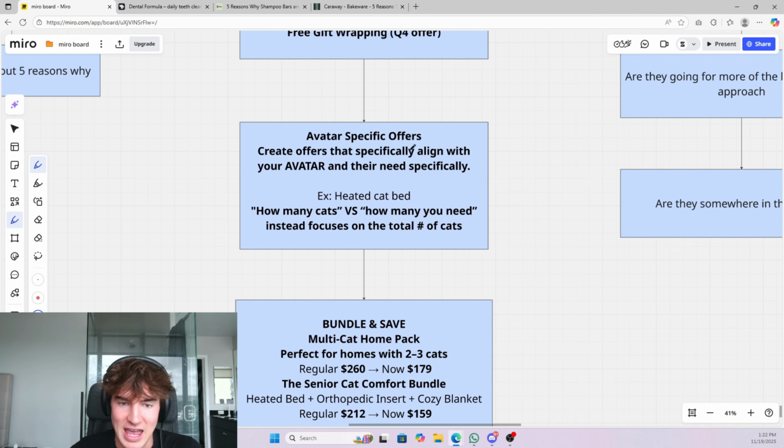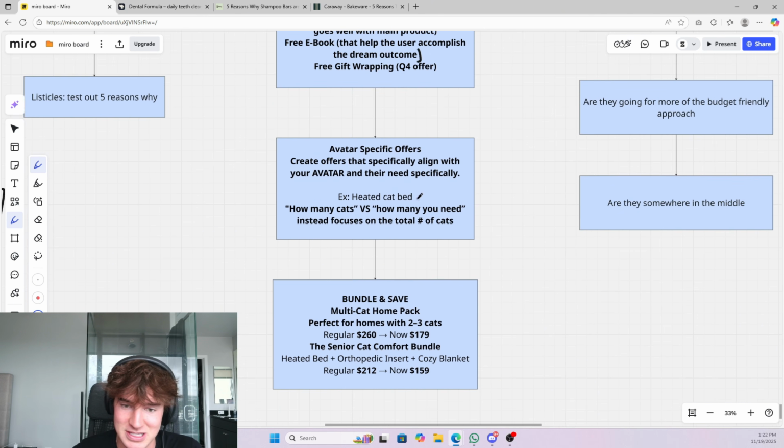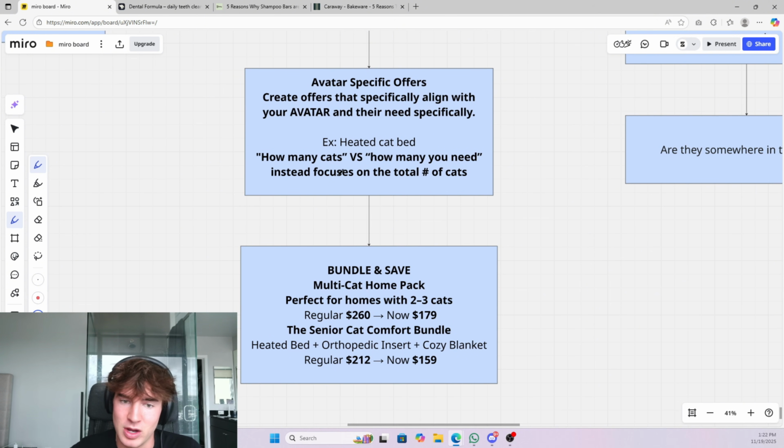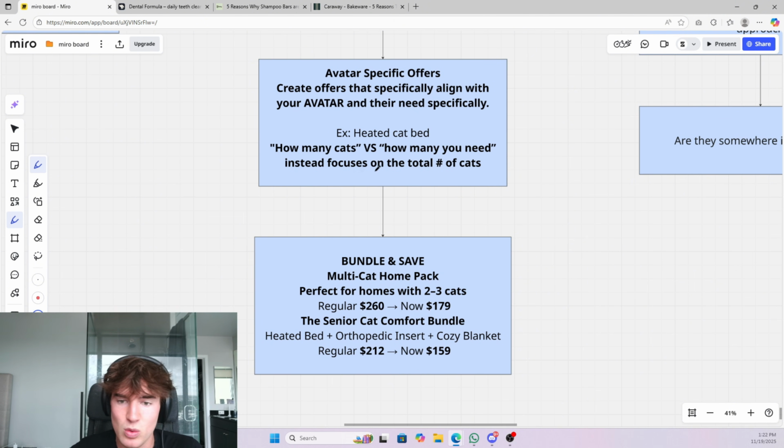Now we'll go into avatar-specific offers, so creating offers that specifically align with your avatar and their needs. For an example, we'll just use a heated cat bed. You want to switch their framework. You want to make them think about how many cats they have versus how many they need. So you really want them focusing on the total number of cats they have.